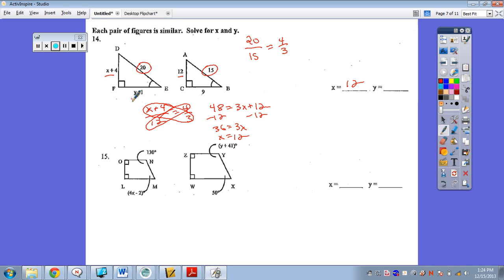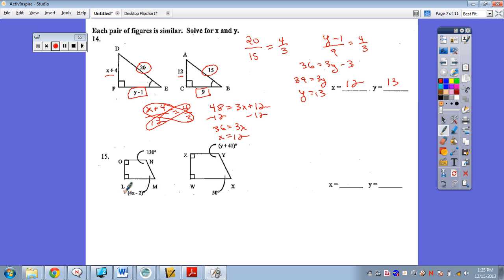If I'm solving for y, I'm comparing y, or side FE, with side CB. The ratio of y minus 1 over 9 also has to be equal to the scale factor or the similarity ratio of 4 to 3. Cross multiply again. You get 36 is equal to 3y minus 3, distributing the 3 to the y and the negative 1. Add 3 to both sides. 39 equals 3y. Divide by 3, you get y equals 13.